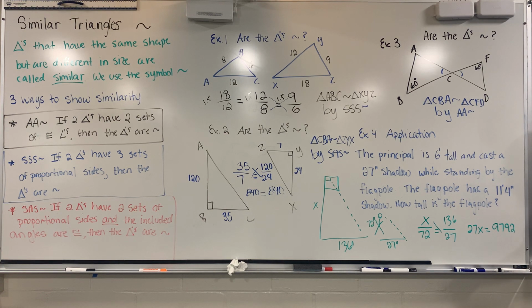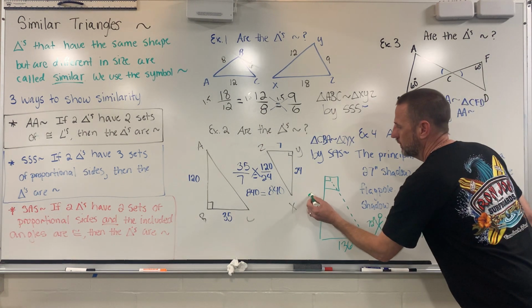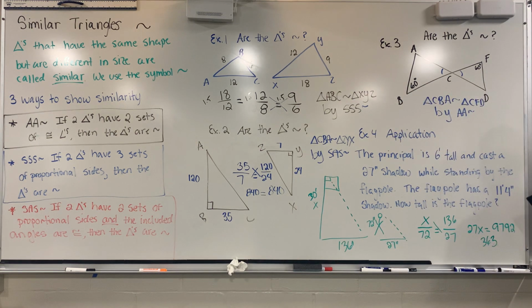And I have 362.7, so maybe we'll just round up, or maybe we'll just call it 363. All right, and now that's 363 inches. Well, if I divide that by 12, looks like it's about 30 feet. So 30 feet.